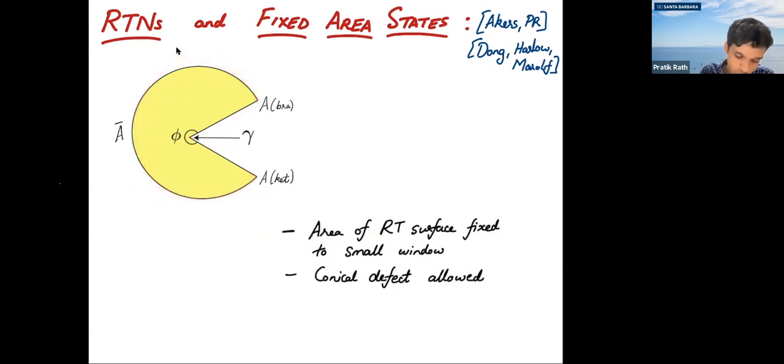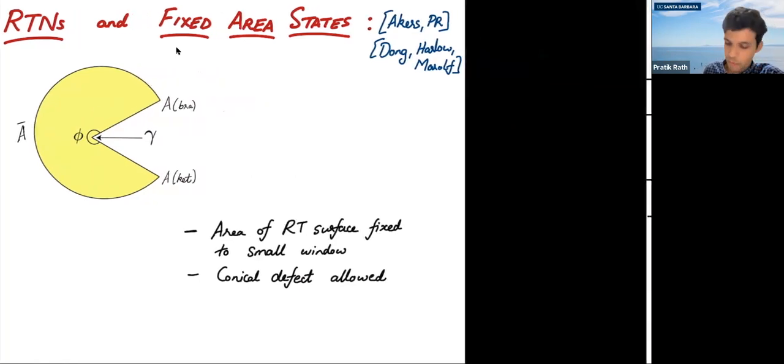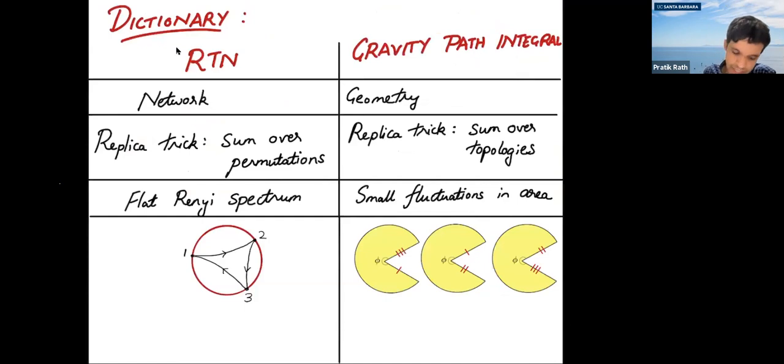This, in general, would lead to some sort of conical deficit angle at the HRT surface, and this is allowed by the boundary condition. So we're just using a different boundary condition where we're fixing the area to a particular value. We're basically restricting fluctuations in the area. And what was proposed in these papers is that there's a nice connection between the random tensor networks and the gravity path integral, where we restrict to such fixed area states. In fact, there are non-perturbative effects that are captured by the tensor network, which are exactly the same as what you would see in gravity.